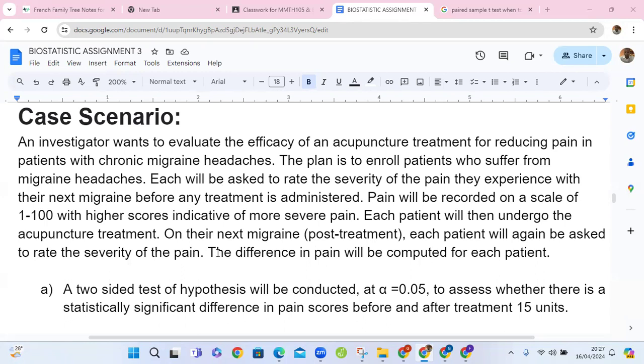A two-sided test of hypothesis will be conducted at alpha 0.05 to assess whether there is a statistically significant difference in pain scores before and after treatment. And you need 15 units to do that. So that's a paired sample t-test, measuring the effectiveness of acupuncture treatment for migraine headache. So two measurements will be taken before and after treatment, pre and post.